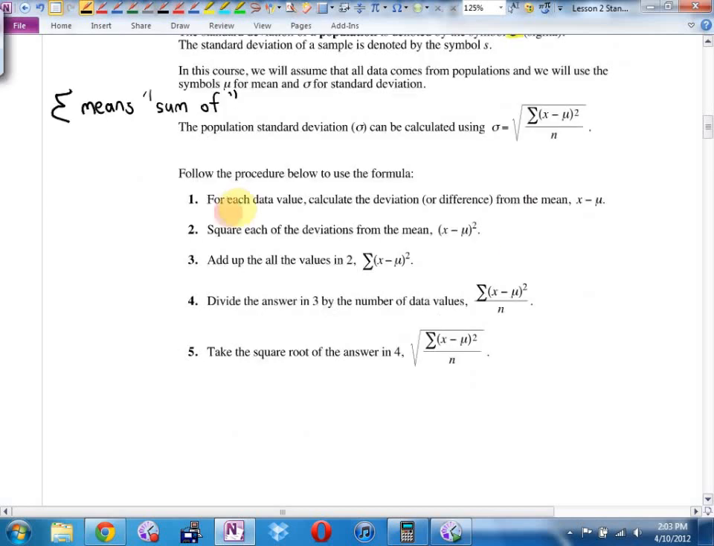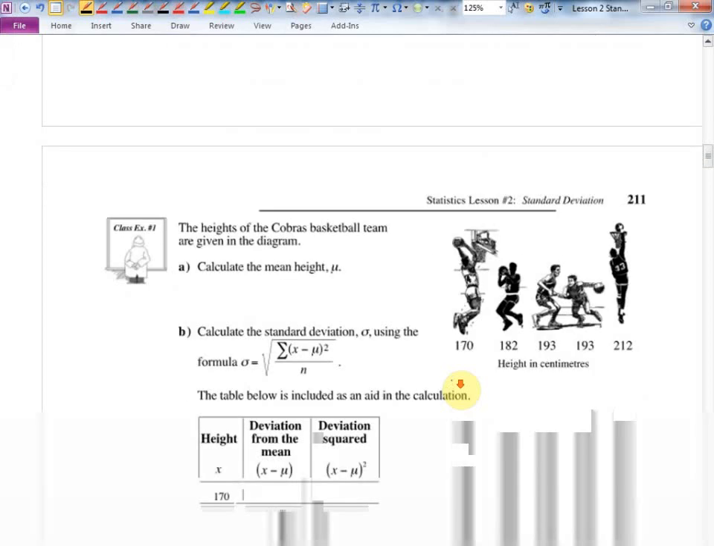Here's the procedure. Now, they're actually going, I went mean minus data. It doesn't matter the order, but since they're going data minus mean, let's go data minus mean. So instead of going 72 minus everything, we should have gone everything minus 72. Fair enough. Square the answers. Add them up. Divide by how many there are. Square root. We're going to do one more by hand, and then we're going to use the technology. Next page.